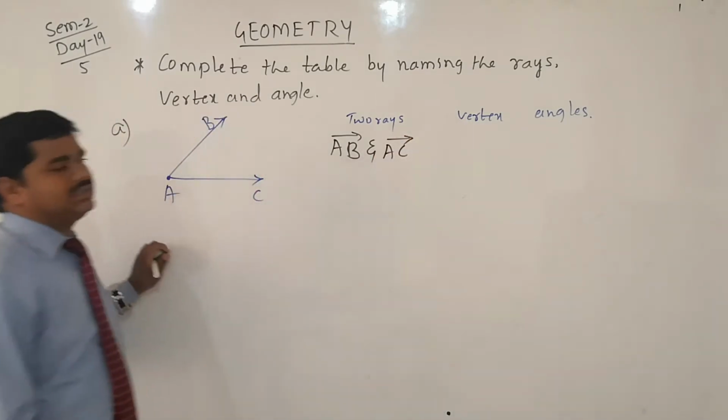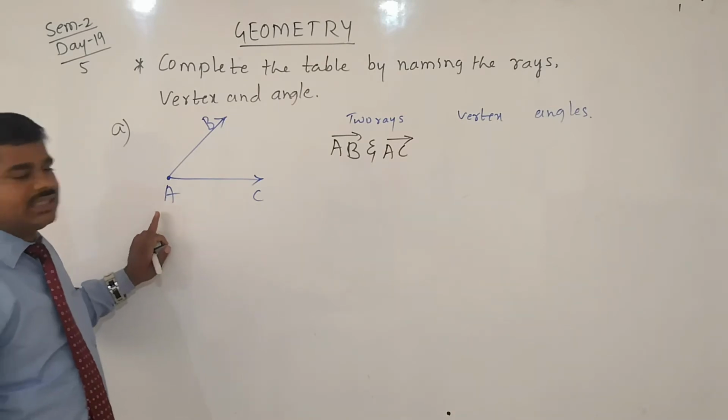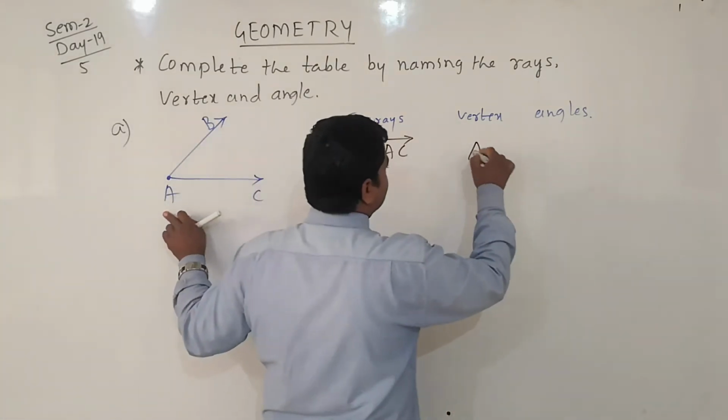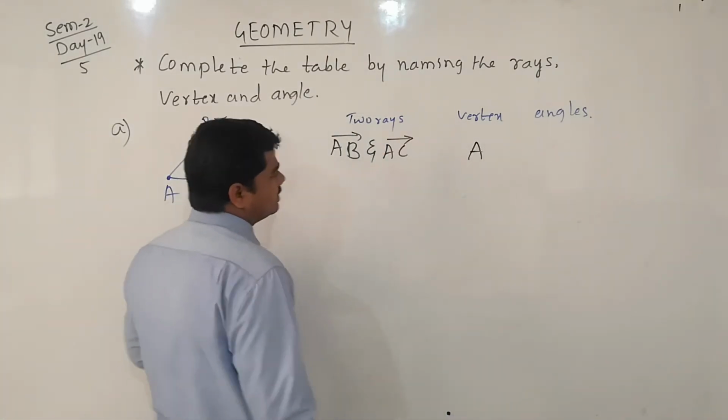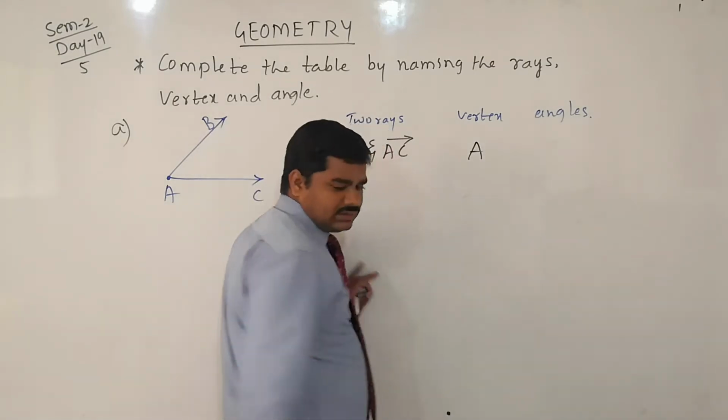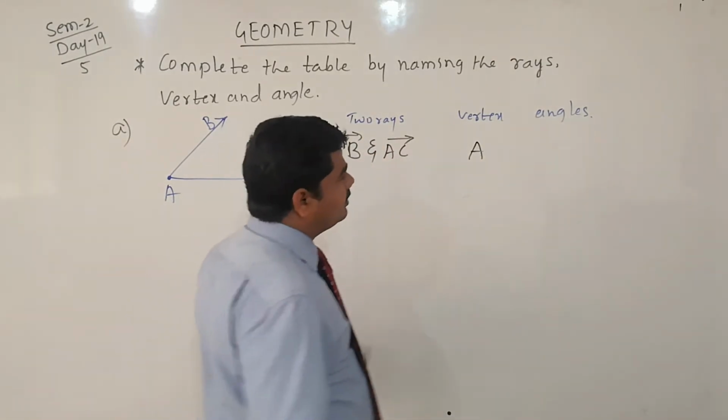Ray AC. What is the vertex here? A is the vertex. And angles, we can write the angles. How many angles can we write?